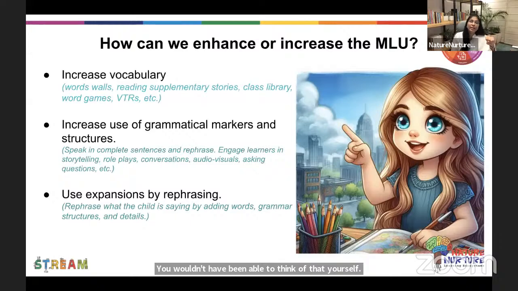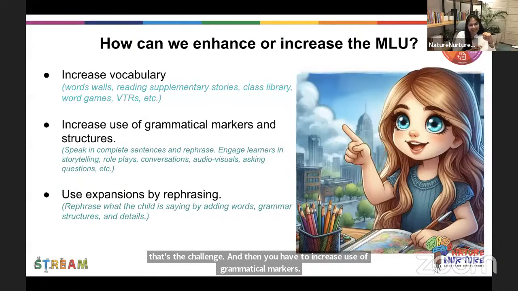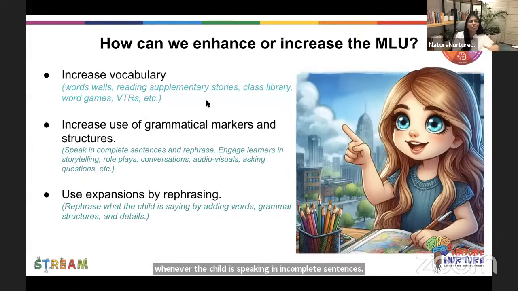And then you have to increase use of grammatical markers. Whenever the child is speaking in incomplete sentences, use technology. If you are struggling with language yourself, use technology to rephrase and identify correct sentence structures. I'm not a language teacher, but whenever I struggle with language, I use technology to fine tune. I use Grammarly. I use so many technological tools because we are 21st century practitioners. Your ability to learn will take you miles. Don't feel upset if you do not know, because there are 100 ways of finding your way.